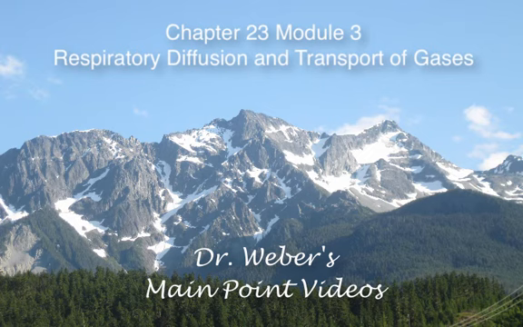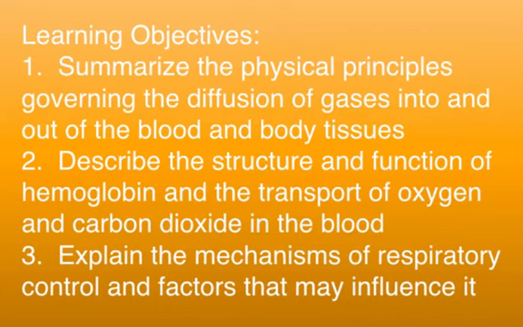This is Chapter 23, Module 3, Respiratory Diffusion and Transport of Gases. The learning objectives of this module are: 1. Summarize the physical principles governing the diffusion of gases into and out of the blood and body tissues. 2. Describe the structure and function of hemoglobin and the transport of oxygen and carbon dioxide in the blood. And 3. Explain the mechanism of respiratory control and factors that may influence it.